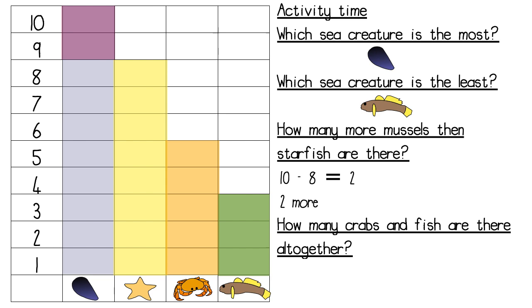Our last question. How many crabs and fish are there altogether? I can get to my answer by counting all the blocks above the crabs and the fish. And I can also write my sum. There are 5 crabs plus the 3 fish. 5 plus 3 equals 8. There are 8 crabs and fish altogether.